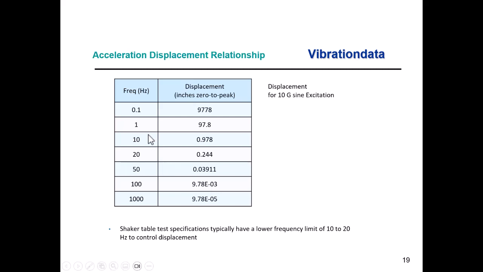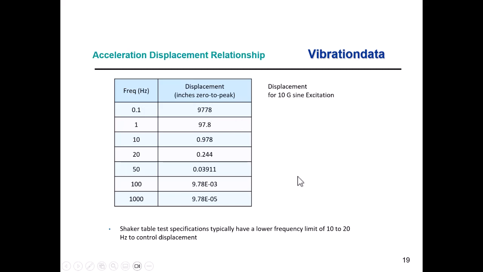We'll skip up a couple rows. What if we want to do it at 10 hertz, maintaining 10 Gs? Well, now the 0 to peak displacement is about 1 inch. Or 1 hertz at 10 Gs, 97.8 inches. 0.1 hertz at 10 Gs, almost 10,000 inches there.